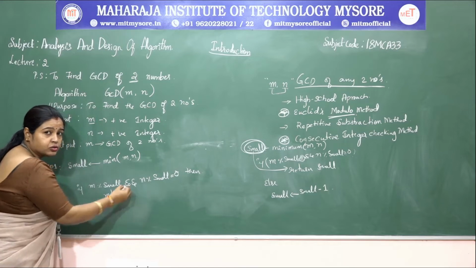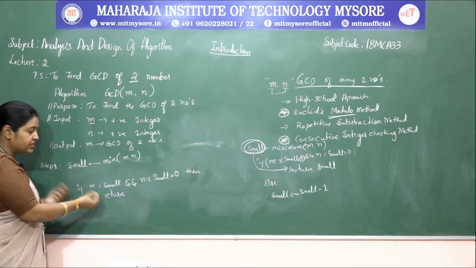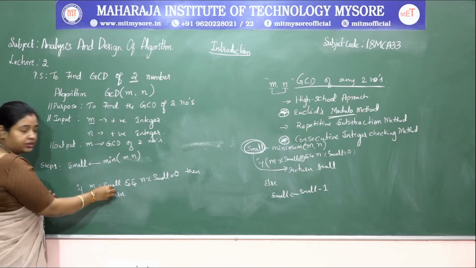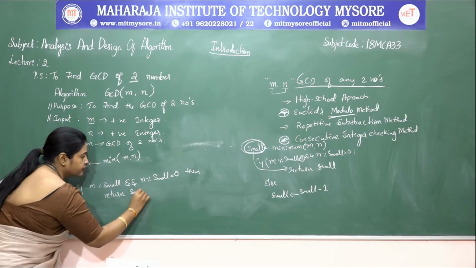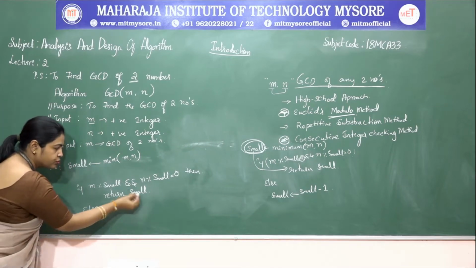what we need to return? So GCD of two numbers. Where actually does the GCD of two numbers reside? That is nothing but in the common number, that is small. Else we need to return small.